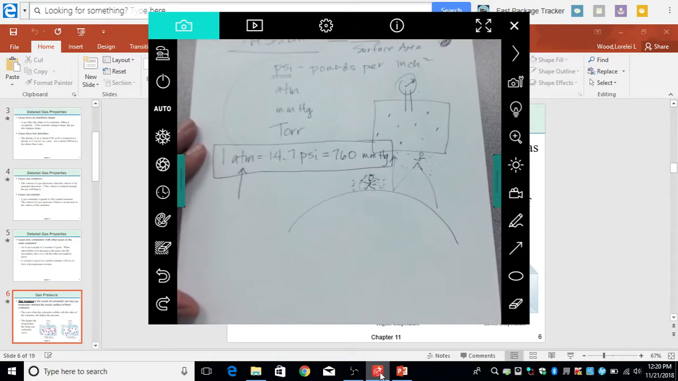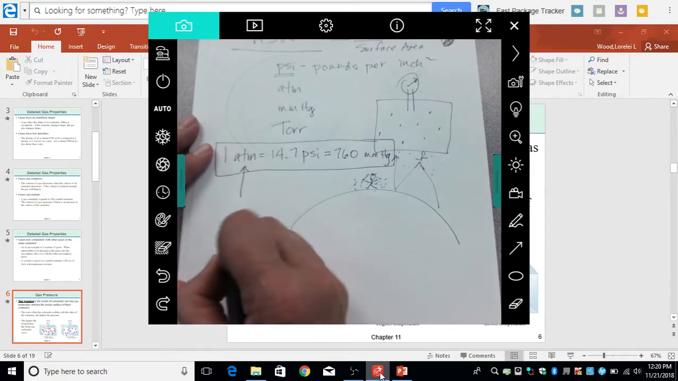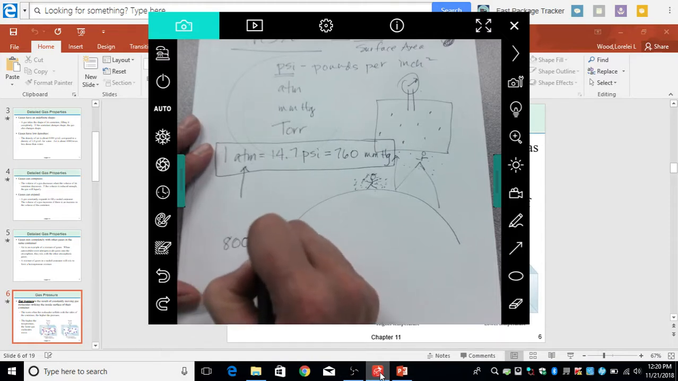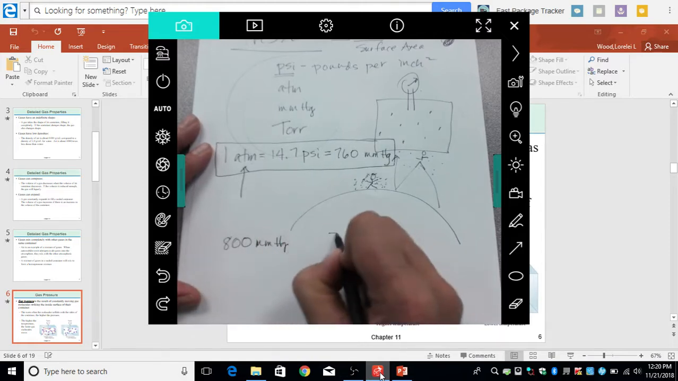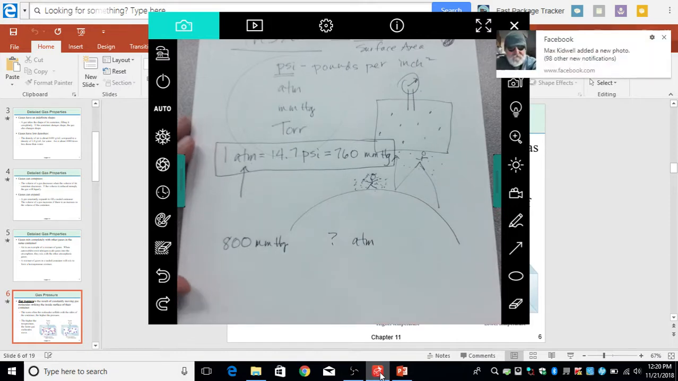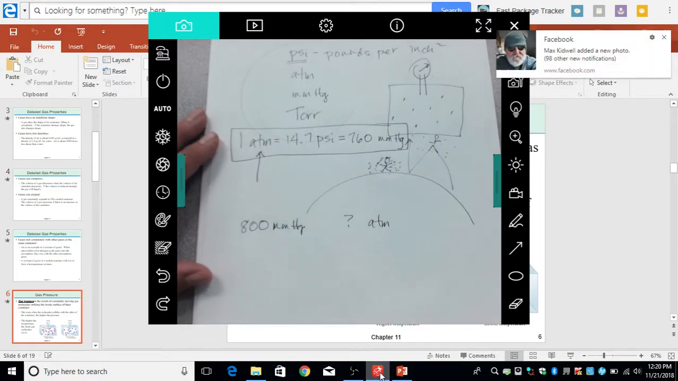So let's do just a little quick practice calculation. If I said I had a pressure of 800 millimeters of mercury, I want to know how many atm that is. I have to use an equivalency to go from millimeters of mercury to atm.